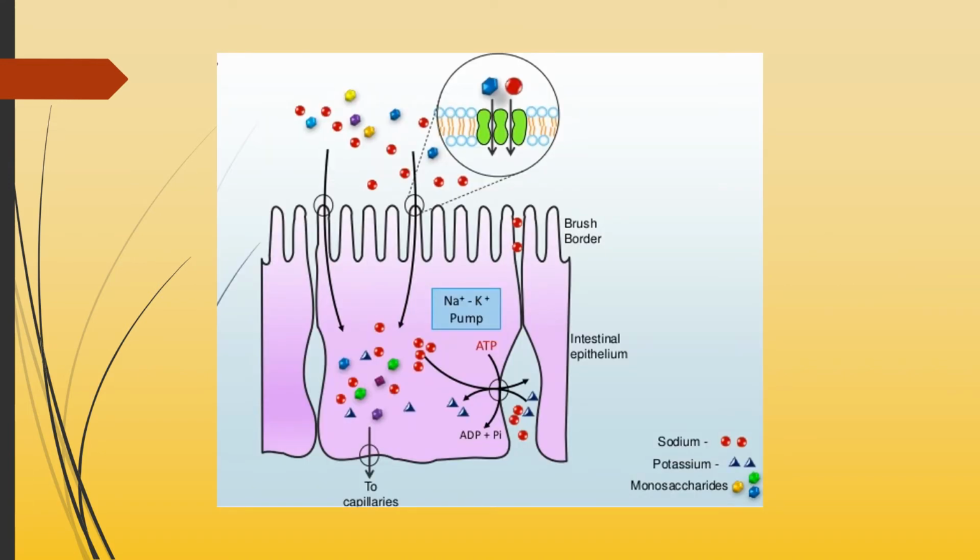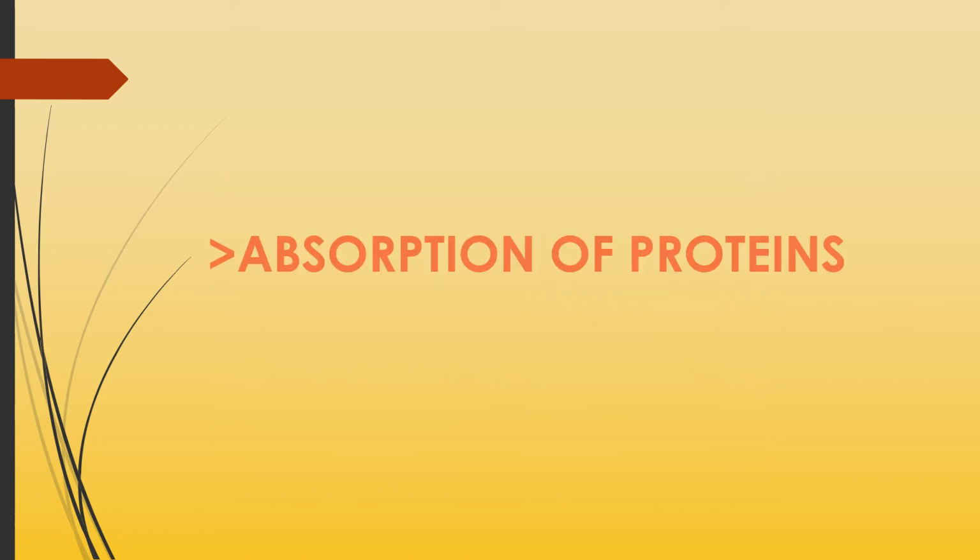Glucose and galactose are absorbed by active transport, means with the expenditure of ATP. Fructose and mannose are absorbed through facilitated diffusion, that is by the help of the carrier molecules. But again it is along the concentration gradient, means higher concentration to lower concentration. The diffusion is more rapid, but all the contents cannot be absorbed.